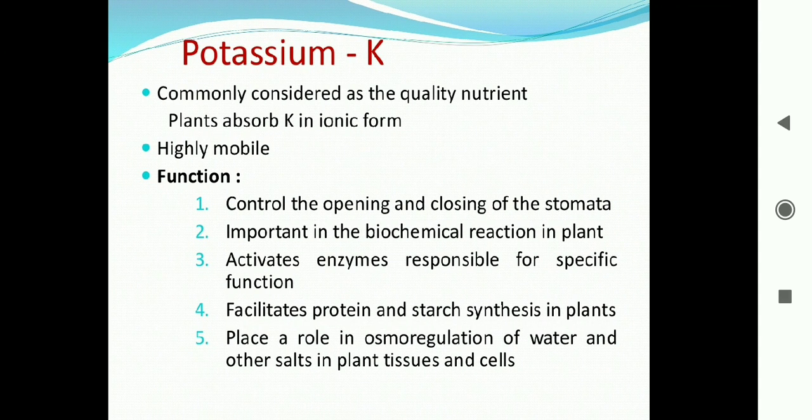Then next is potassium. This is the third important primary element of the plant. It is required from germination up to harvesting. It is absorbed in the ionic form, that is, potassium ion. This element is called a quality nutrient element because it is involved in developing quality in a plant, and the different qualities depend on the function of potassium.